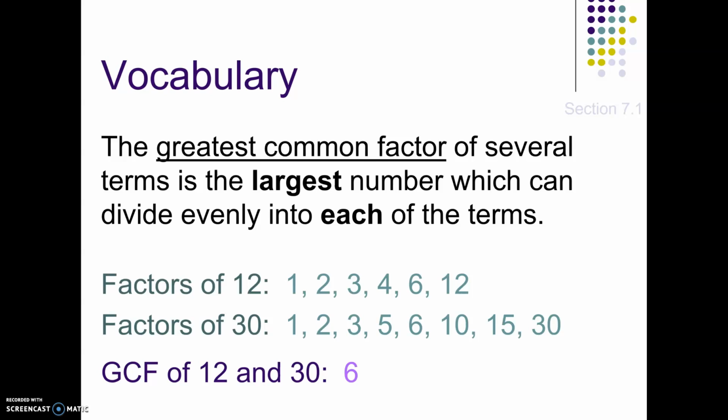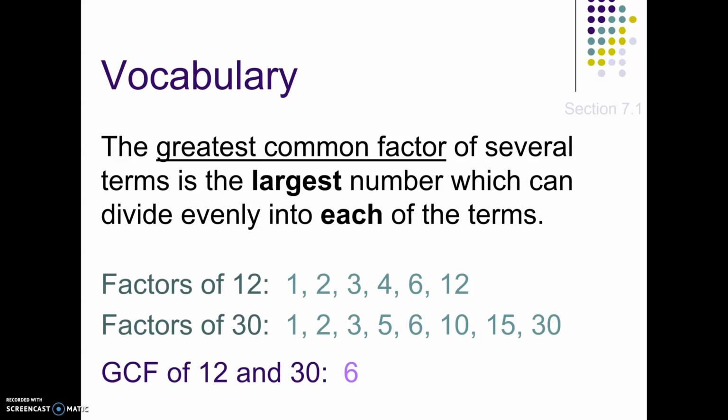Now that we've seen how to generate a list of all factors of a number, we can move on to introducing the topic of the greatest common factor. The greatest common factor of several terms is the largest number which can divide evenly into each of those terms. In other words, where a factor is a number that fits inside another number, a greatest common factor is the largest number that fits inside several different numbers.